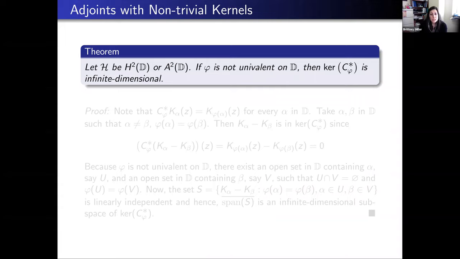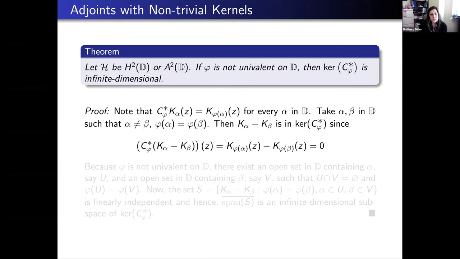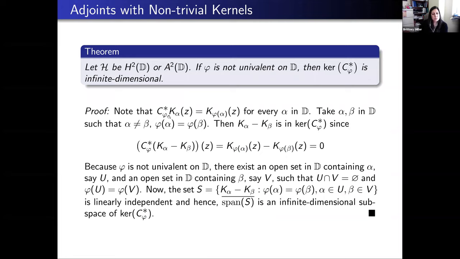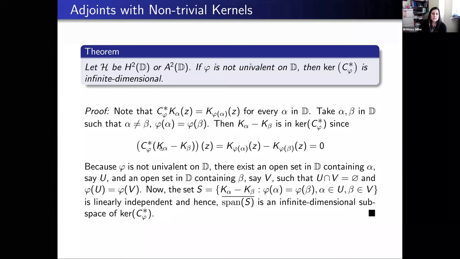If phi is not univalent, then the kernel of C_phi star is infinite dimensional. Again, I'll outline the proof quickly. One thing we know, from the inner product, is that C_phi star applied to K_alpha is just K_{phi(alpha)}. If phi is not univalent, then there are two points in the disk that get mapped to the same point. So if we look at the difference of the kernel functions with alpha and beta as our points from the disk, then in fact that's in the kernel of C_phi star. And since phi is not univalent on the disk, there are infinitely many points around this alpha and beta where we can create these differences of reproducing kernels.